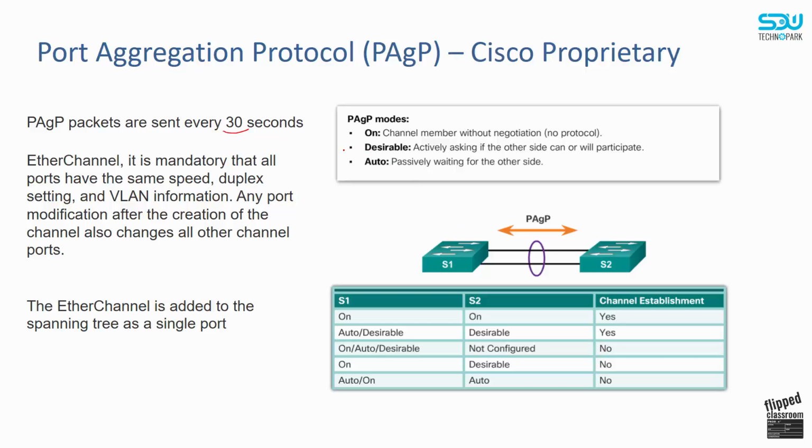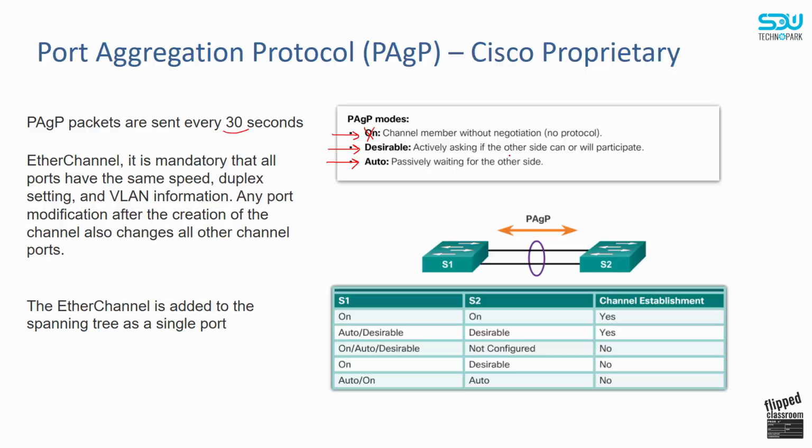If we take a look at the port statuses, it actually has 2 port statuses, which are desirable and auto. Whereas on is not a PAgP protocol port status. The PAgP protocol's port status is only desirable and auto. Desirable actively asks if the other side can or will participate in creating the EtherChannel, and auto is passively waiting for any offer.